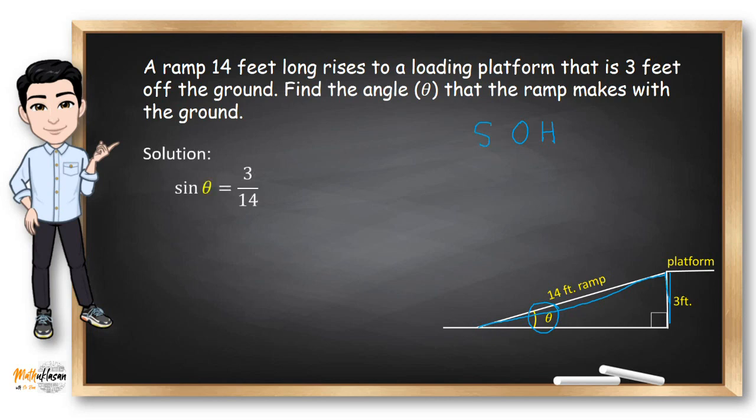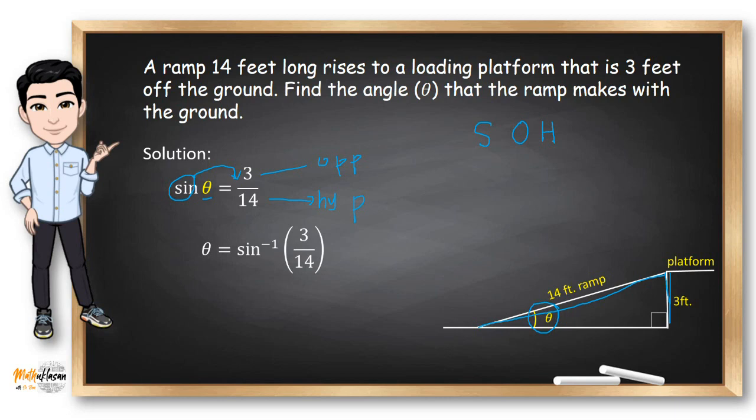Kaya ang equation natin ay magiging sine theta, which is the reference angle, equal to 3 over 14. Why? Because 3 is the opposite side of the right triangle, while 14 is the hypotenuse. So, tumama dun sa SOH, right? Now, paano natin masosolve yung angle dito? By getting the inverse. Okay? So, parang isipin nyo na lang na itong sine na to ay napupunta sa kabilang side ng equation at nagiging inverse siya. So, we make it arc sine or sine inverse.